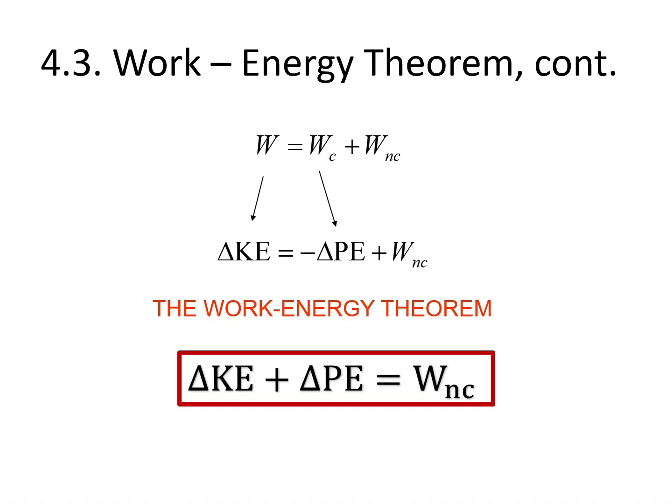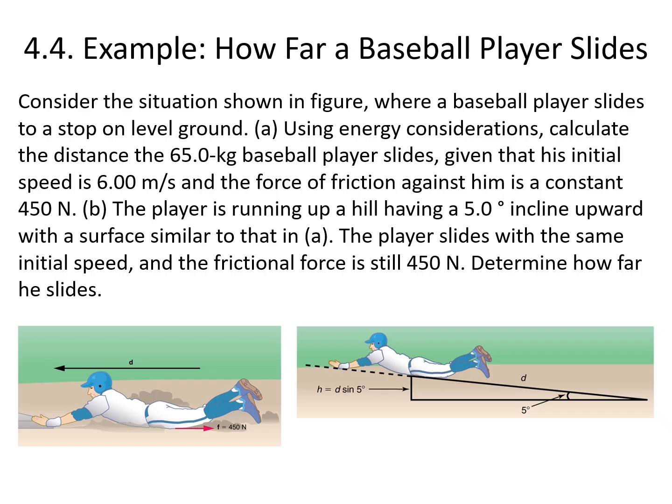Now let us apply the equation to the baseball player sliding towards top. A 65 kilogram baseball player slides towards top. His initial speed is 6 meters per second and the friction force is 450 newtons. Part A asks for the stopping distance on level ground. Part B asks for the stopping distance while sliding uphill on a 5-degree incline.